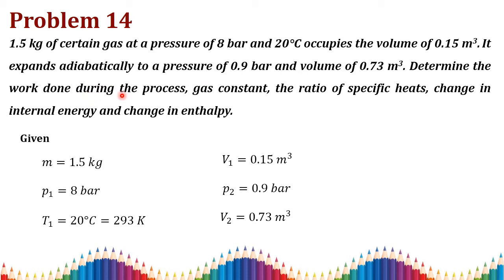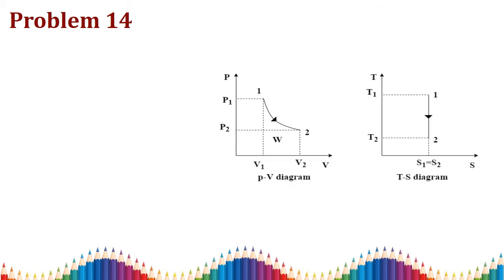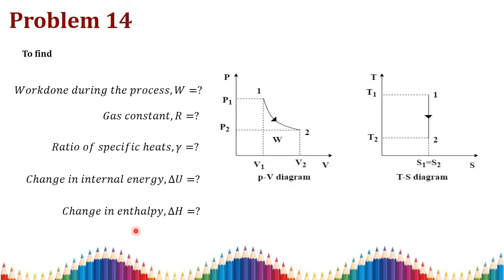We need to find the work done, the gas constant R, and the ratio of the specific heats, Cp by Cv, that is gamma, the adiabatic index. The next ones are the change in internal energy delta U and the change in enthalpy delta H. These are all the given data, and I have converted Celsius into Kelvin. So they are asking about the work done W, R the gas constant, gamma the ratio of the specific heats, delta U the internal energy, and delta H the enthalpy.